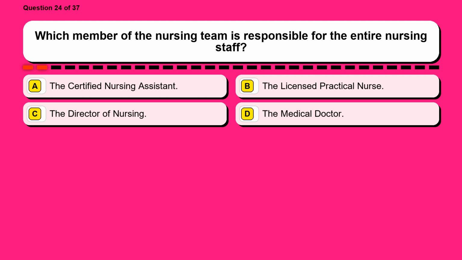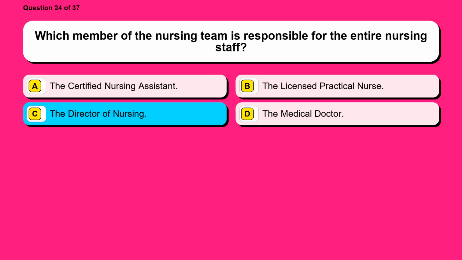Question 24. Which member of the nursing team is responsible for the entire nursing staff? Option A. The certified nursing assistant. Option B. The licensed practical nurse. Option C. The director of nursing. Option D. The medical doctor.